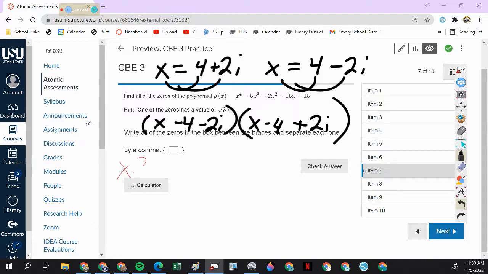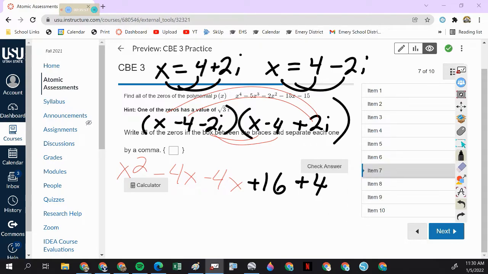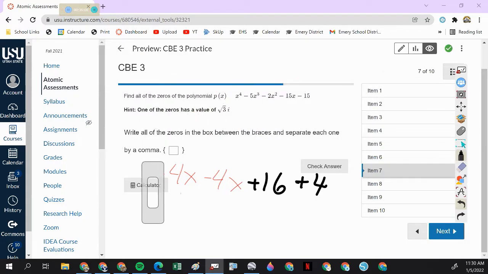So x squared minus 4x minus 4x, but this one, this one, this one, this one, all of those are going to cancel, so you can skip them. Oh, I do need the plus 16. And then the last one is going to be negative 4i squared, which turns into plus 4. And then you would do the division. Make sense? Okay.